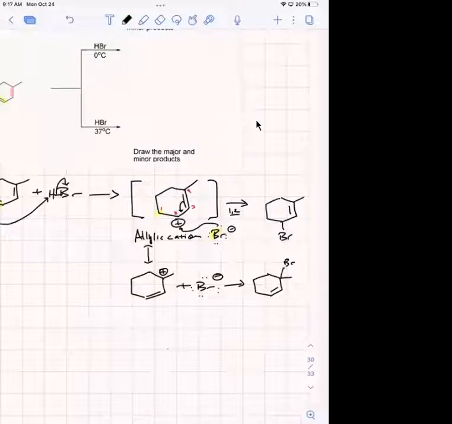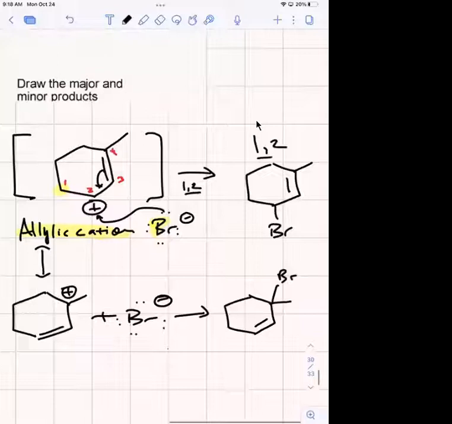So if the other alkene reacts, which it can, because there's no impediment to it reacting, both can react. This is the intermediate right here. And then these are the 2 products. This is the 1,2 product, and then this is the 1,4 product.